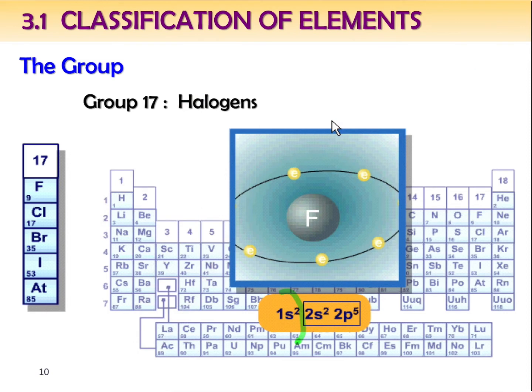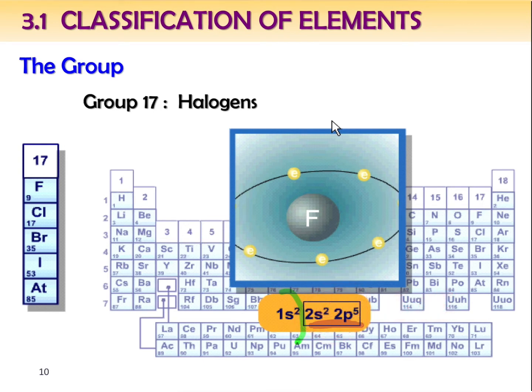Alright, so next we look at group 17, halogen. For halogen, fluorine, we have 9 electrons. So when you fill in the electronic configuration, we write 1s2, 2s2, 2p5. Okay, so this is the first shell, this is the second shell, and this is where your valence electrons are. So you have 2 plus 5, you have 7 valence electrons.